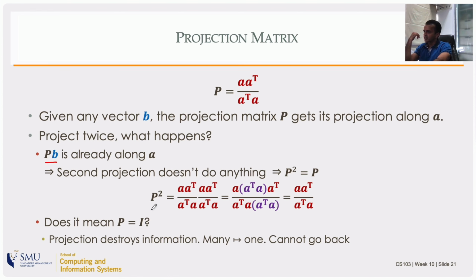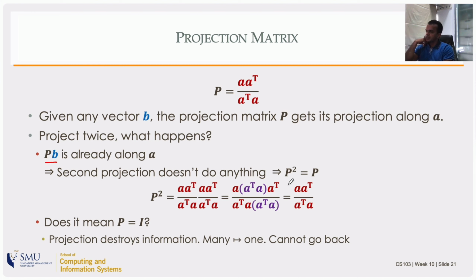You can see that by just multiplying P by P. So A transpose, A, A transpose, A, A transpose, A. If I do some kind of grouping, I can see that the purple part will just cancel off, and I'll get P squared is equal to P. It doesn't matter how many times you apply it, you always get the same answer. Multiple applications don't actually change the answer.